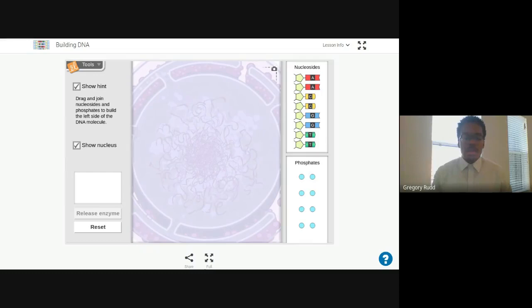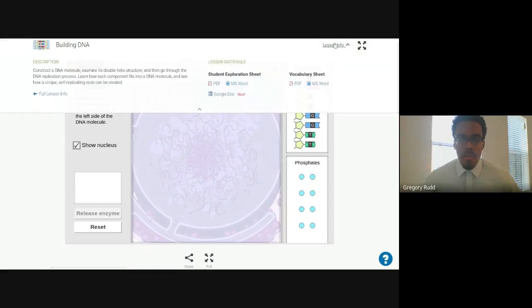Okay. So Joseph, do you see where it says lesson info? Can you click on that, please? Great. All right, so it drops down and you should see two options there. One of them says a student exploration sheet and another says the vocabulary sheet. For the most part, we won't be working with the vocabulary sheet. We'll just be using the student exploration sheet. And I may refer to this as worksheet. So I'll try to use the same language, student exploration sheet, but it might just be worksheet sometimes.